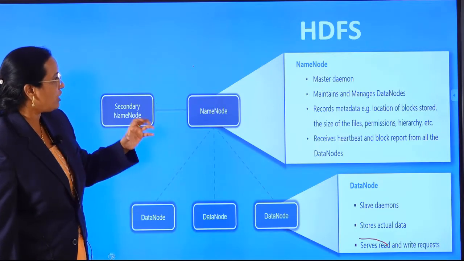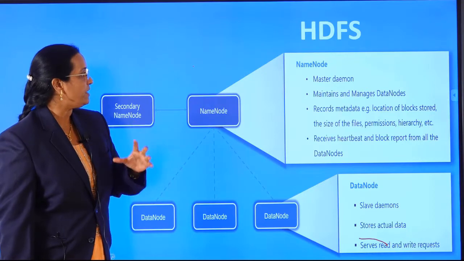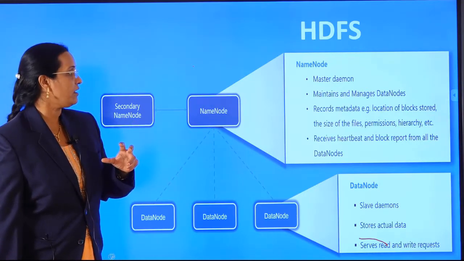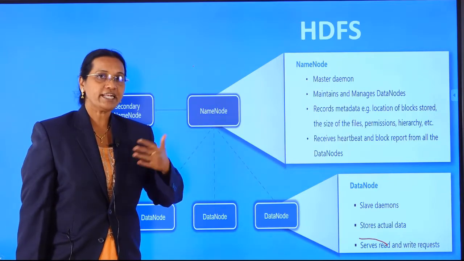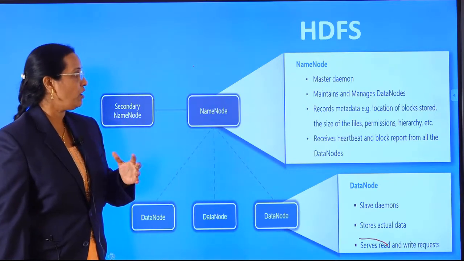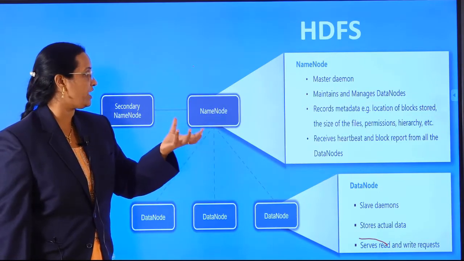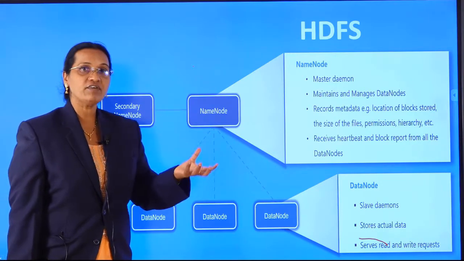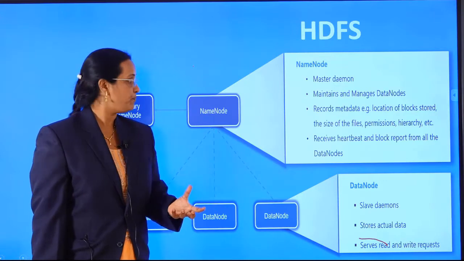The name node consists of the master daemon, which maintains and manages data nodes. It records metadata, which is nothing but data about data. For example, where the data has been stored or where the block of data has been stored, what is the size of the file, whether the file has read permission, write permission or not, and its hierarchy, etc.